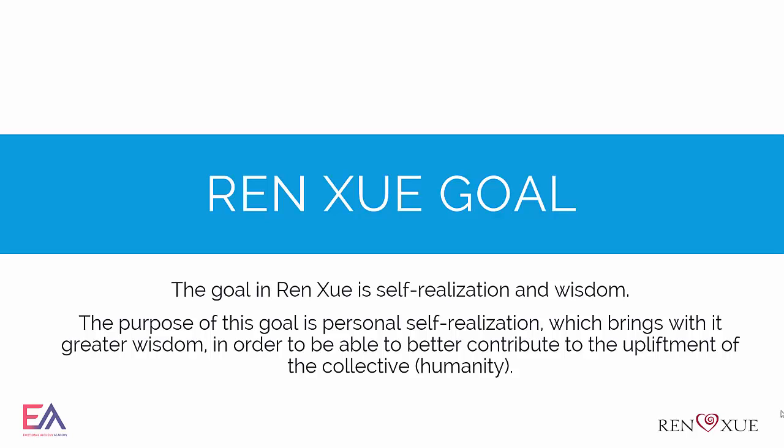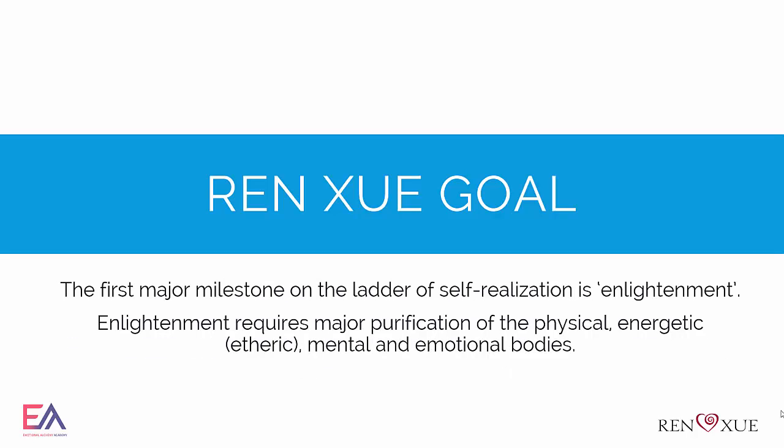So to summarize this section, the goal in Ren Shui is self-realization and wisdom. And the purpose of this goal is personal self-realization, which brings with it greater wisdom in order to be able to better contribute to the upliftment of the collective, in other words, humanity and everything beyond. And the first major milestone on this ladder of self-realization is commonly known as enlightenment. And enlightenment requires major purification of the physical, energetic, mental, and emotional parts of ourselves. And this is what will automatically happen as we take ourselves through the One Gong methods and practice them repeatedly. We're purifying ourselves.